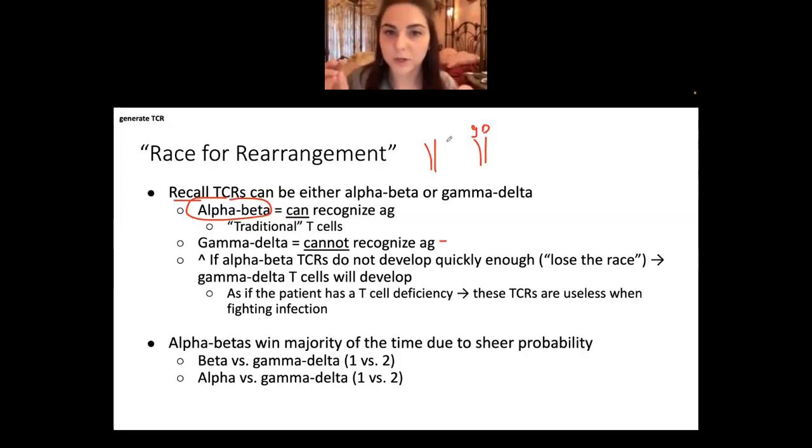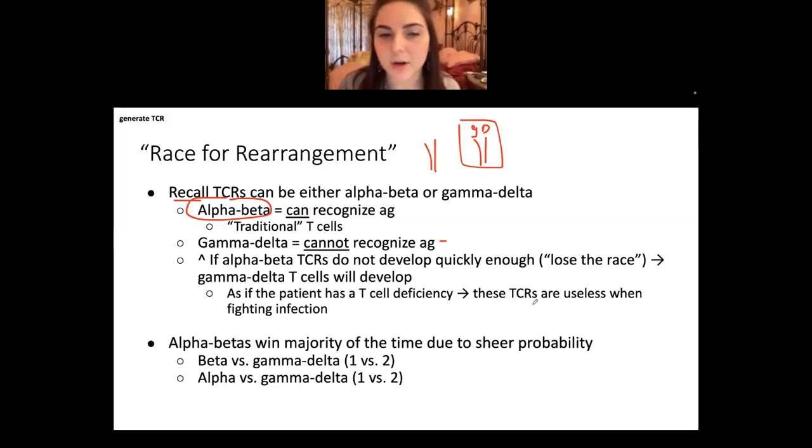It doesn't do anything. So there's this idea of racing for rearrangement, because if the alpha beta T cell receptor rearranges first, that's the one that's going to win, and that's the type of receptor that the T cells are going to have. At the same time, the gamma delta chains are trying to rearrange. They're trying to win. So if the gamma deltas win, then we have T cells with gamma delta receptors that don't see antigens. It's not terrible to have one or two T cells that have gamma delta chains, but you don't want all of your T cells having gamma delta chains. You'll never recognize antigen, and that's why it's almost as if you have a T cell deficiency if you only have gamma delta T cells.